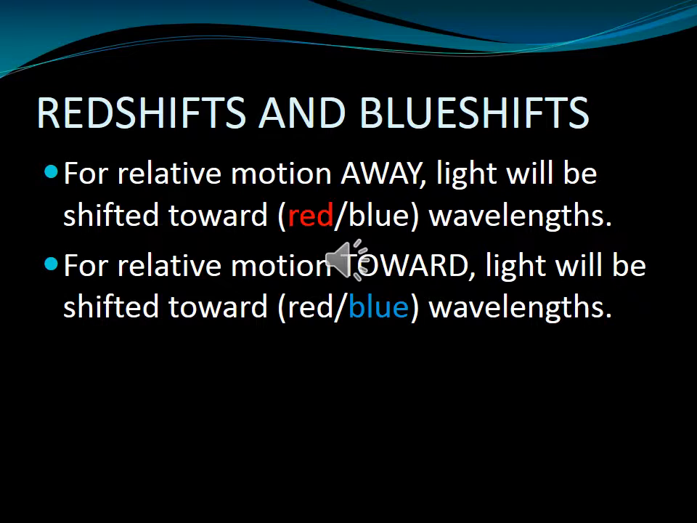And anytime you've got relative motion toward, and again, it doesn't matter which object is doing the moving, so long as these things are coming together, it could be both objects moving at each other. All you need is that there's relative motion toward. Whenever that happens, you get the light shifted towards the bluer wavelengths. It's blue shifted.